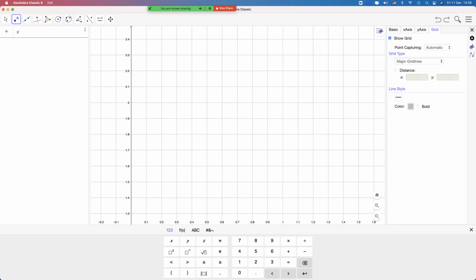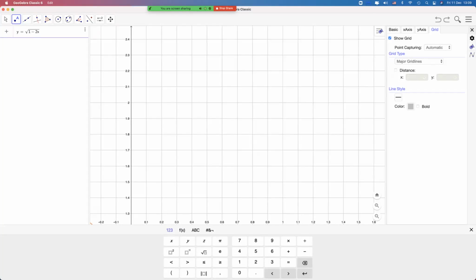But let me try to draw the graph of this one. I need to put a square root sign, and then below this is very important. Don't write 1 minus 2x. Oh, GeoGebra is very clever. It understands that I have to extend this square root sign.